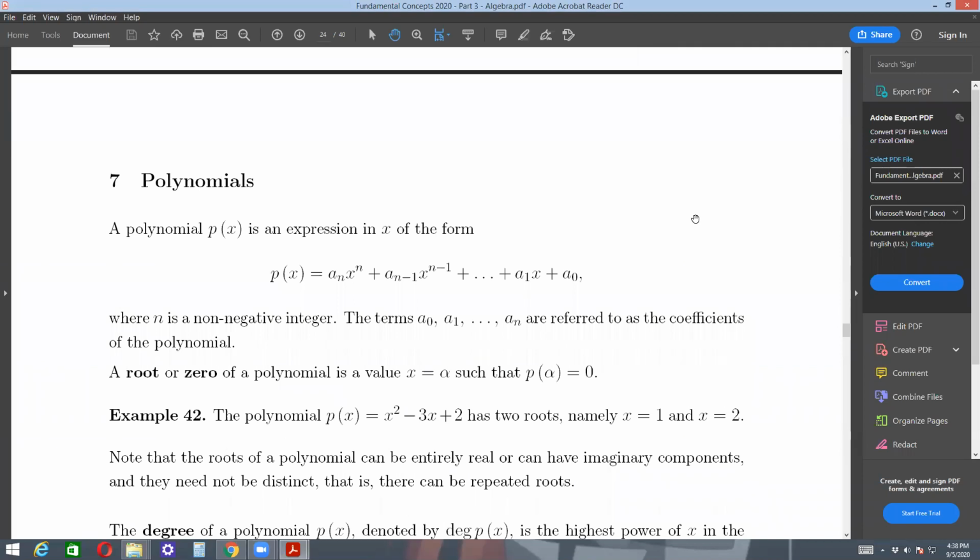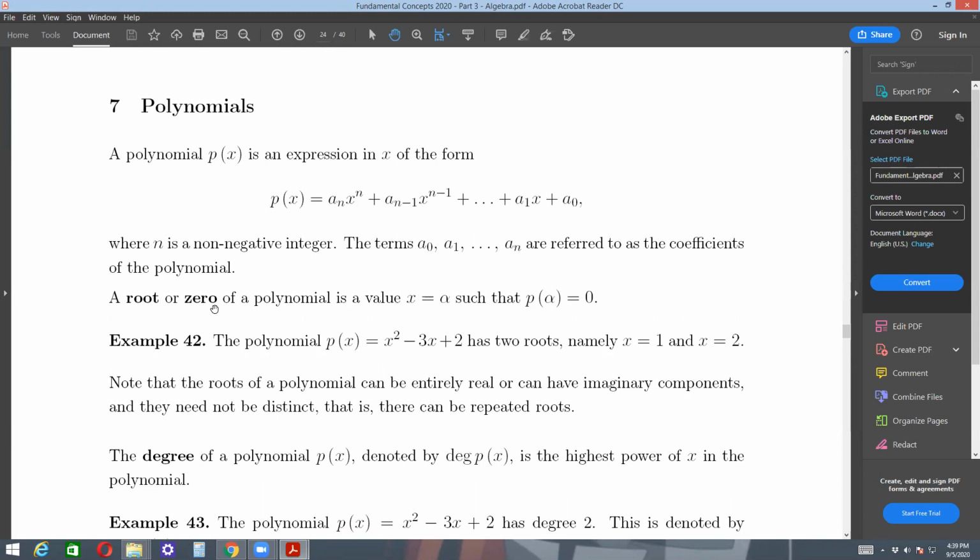Okay, so last two things to cover: polynomials and functional equations. A polynomial is an expression in terms of x of this form, where a0, a1, etc. to an are constants. Those constants could be real, or they could be integers, or anything. n is a non-negative integer. It could be 0, it could be positive, but it could never be negative.